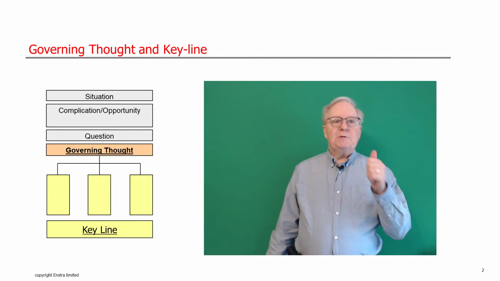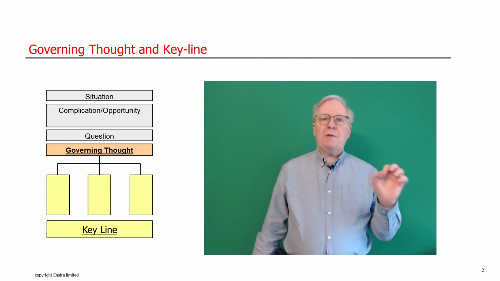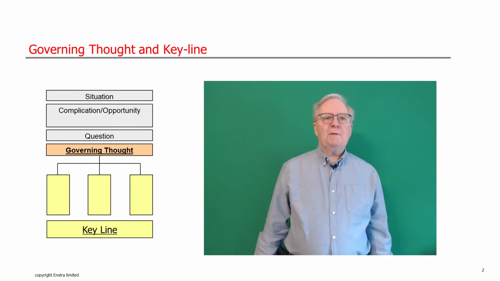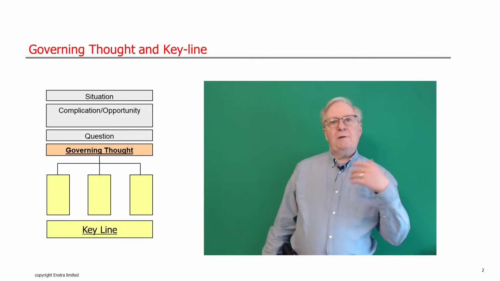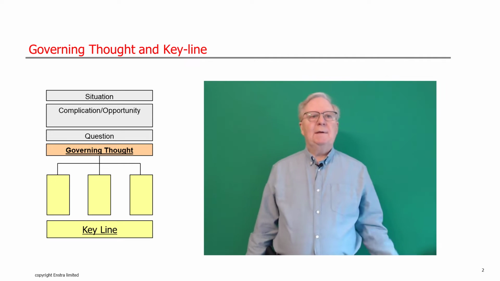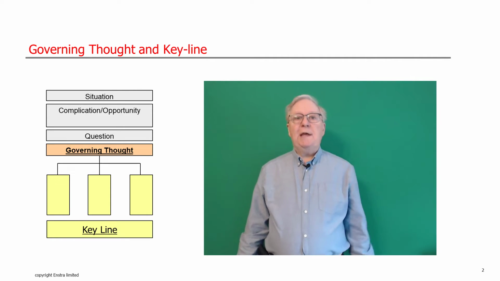And the governing thought is true because of the key line, which are the 3 to 5 reasons why the governing thought is true. And then underneath that you may have some support logic, which are the 3 to 5 pieces of evidence which support each key line item.